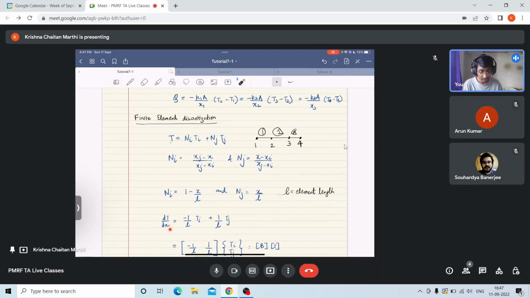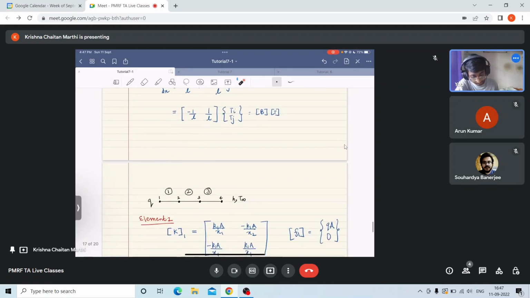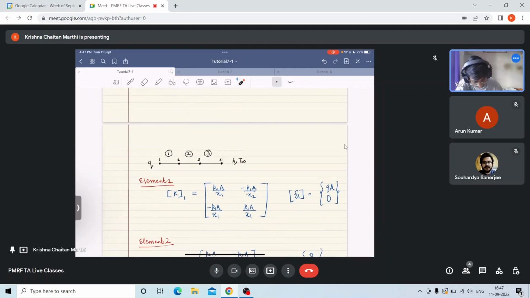So my dT by dx is equal to minus 1 by L Ti plus 1 by L Tj. I can write dT by dx as minus 1 by L, 1 by L times Ti, Tj, which is represented as B times T. So I am representing my problem: element 1, element 2, element 3, 4 nodes. On the left hand side we have heat flux Q, and at the right hand side we have h, T infinity.